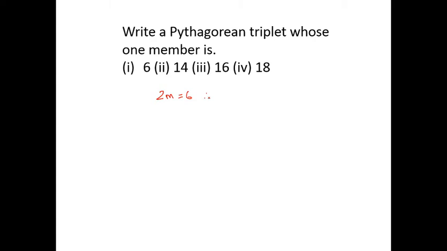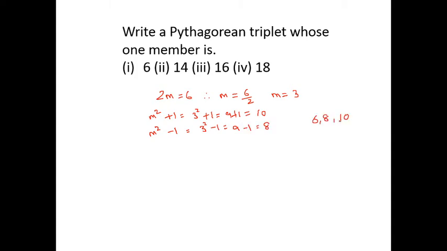Now m square plus 1, so 3 square plus 1. So 9 plus 1, 10. M square minus 1, so 3 square minus 1. So 9 minus 1, that is 8. So 6, 8 and 10 are the triplet.